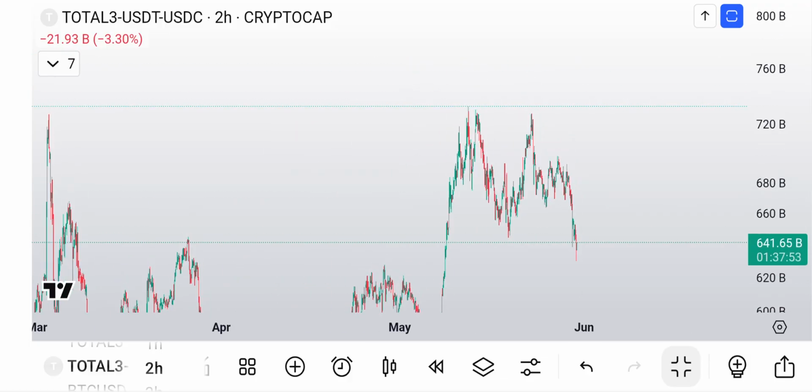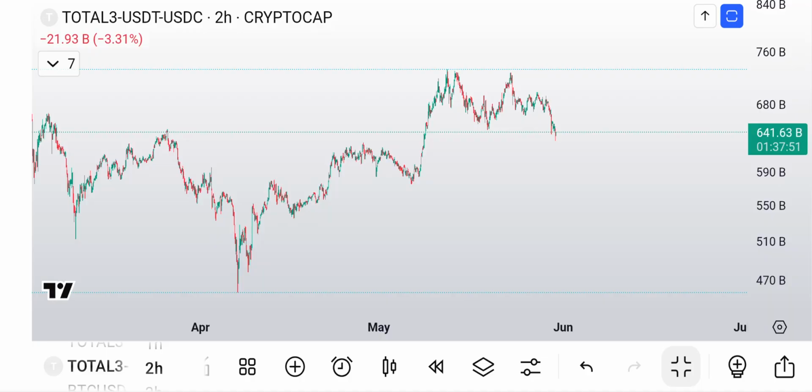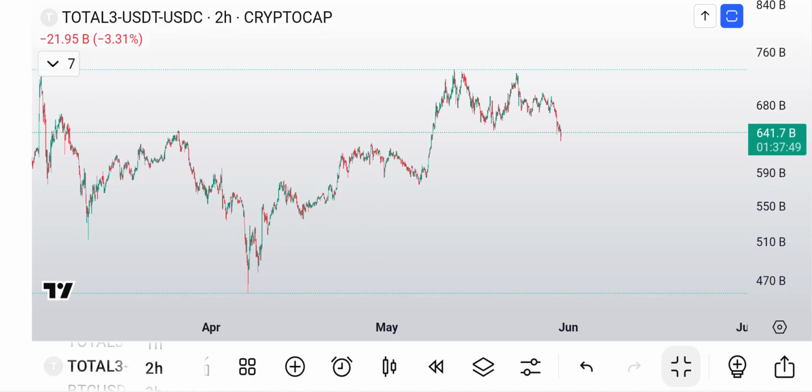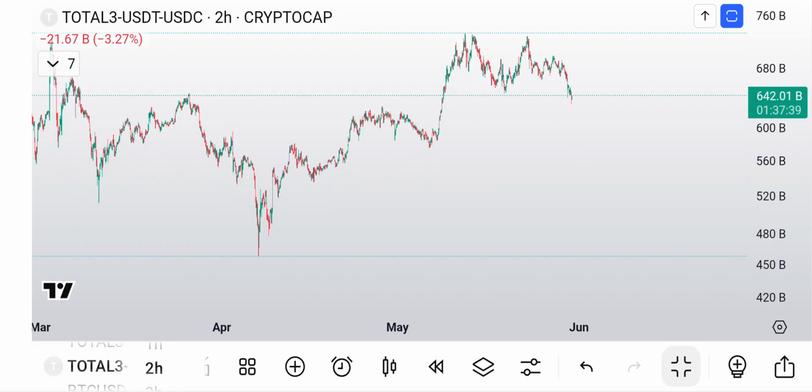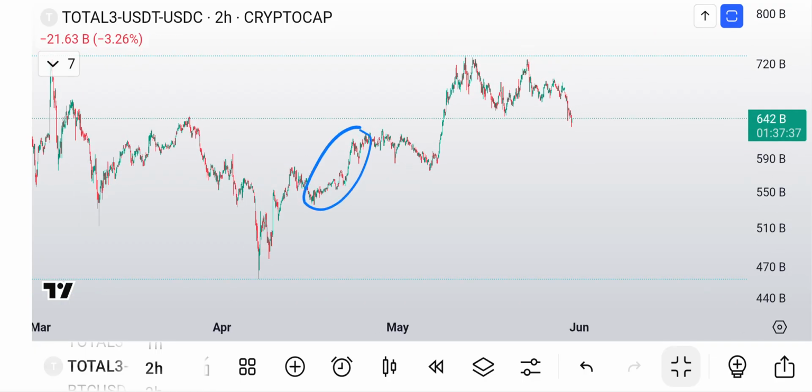We wanted to see this because we wanted to see a three-wave shape. Why? Because in some charts we have a five-wave move. I don't like this as a five because the wave three is too small.